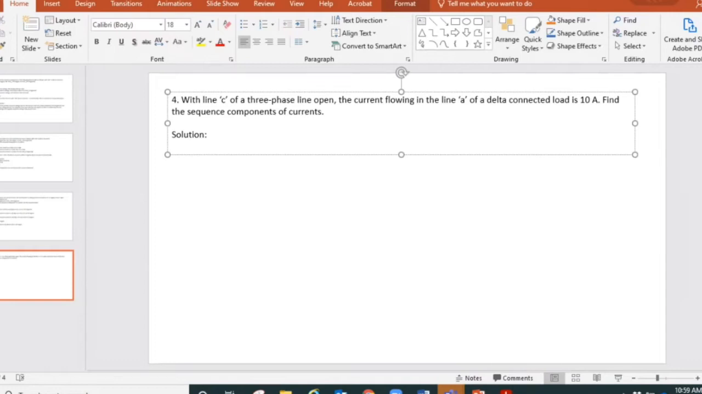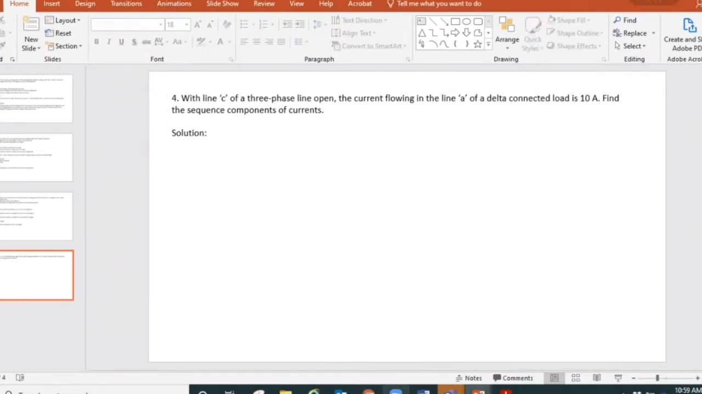So if I draw it, I have it. Let me just copy and paste the diagram so that you can see what is happening.